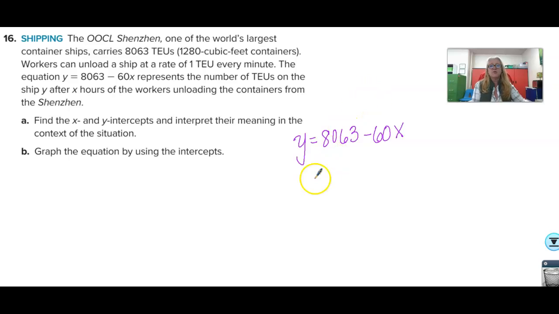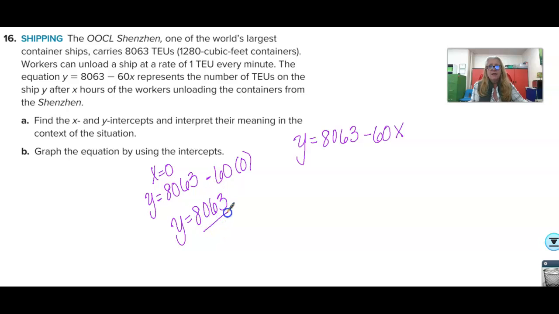Okay, so when X is 0, all right, then we have Y equals 8,063 minus 60 times 0. So this is before they have unloaded anything. This intercept shows you how much we started with, okay? That's what we started with, so that's your Y-intercept. Now, when Y is 0, this is going to tell you how many hours it will take before the ship is empty, okay?